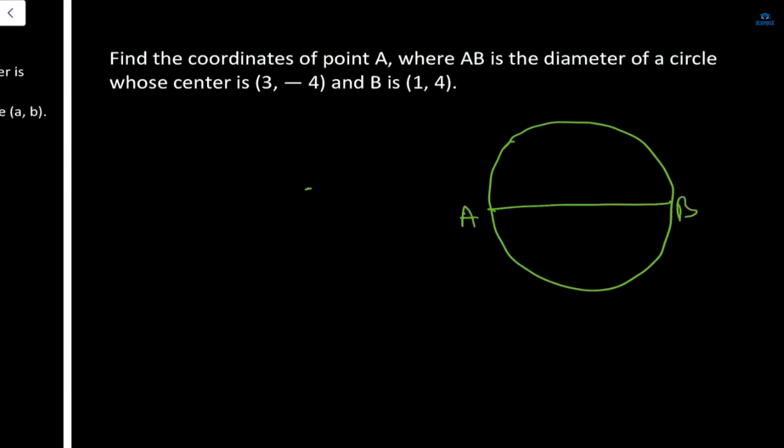And whose center is given. The center point you can call C, for example, and this is 3, minus 4. And the coordinate of B is given. Now you need to find out the coordinate of A. So A you can take as x comma y. Now what are you going to do here?